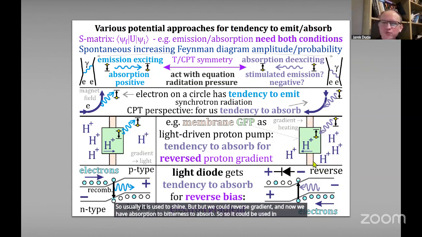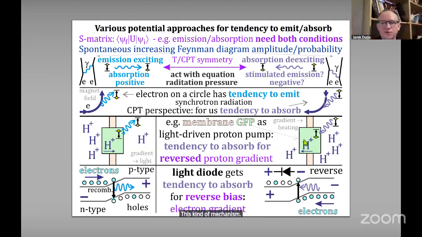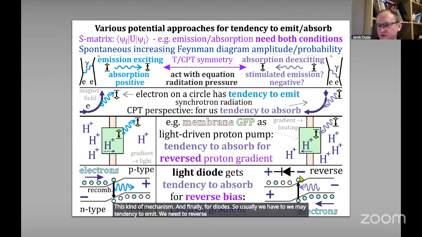I wouldn't be surprised if some organisms would actively use this kind of mechanism to try to cool the surroundings. And finally, for diodes, usually we make a tendency to emit. We need to reverse this tendency, reverse the voltage, to have a tendency to absorb. And as mentioned at the beginning, this is not just a passive absorber, but it helps, for example, a superradiator actually.